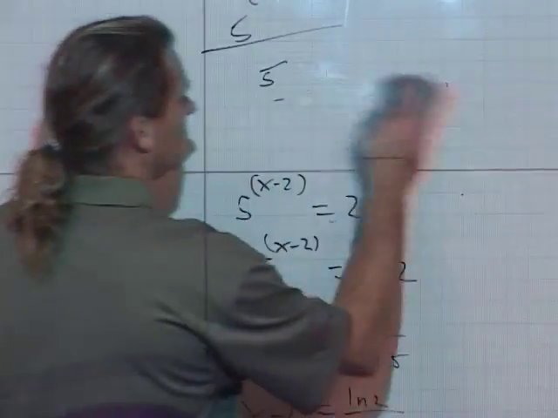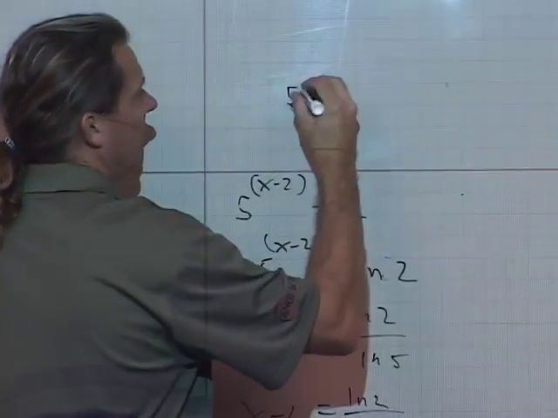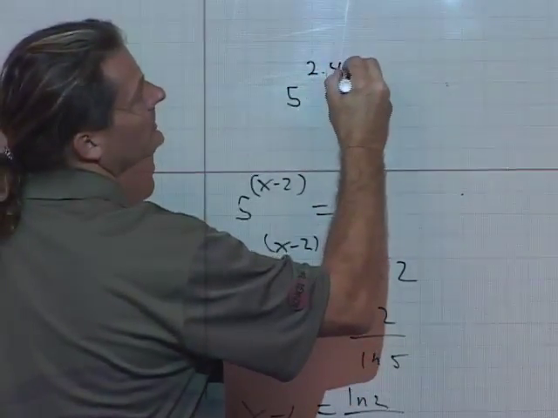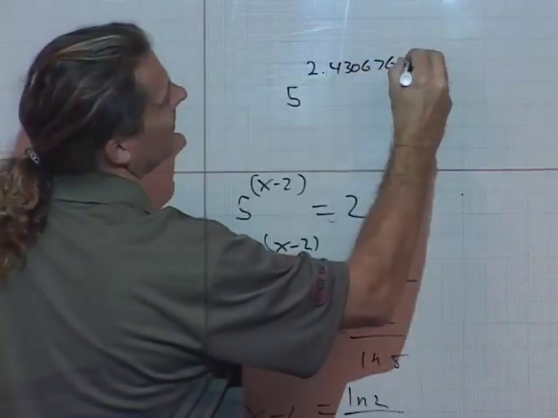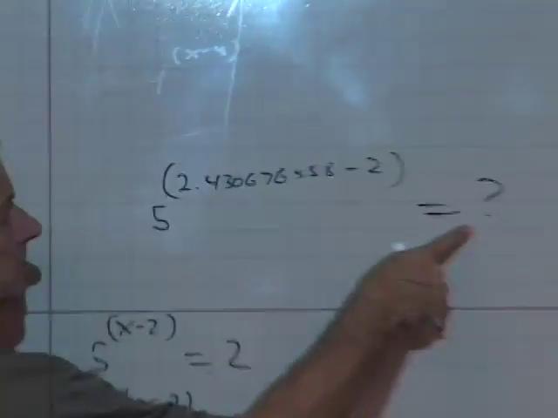We should check to see if this answer works. 5 raised to the 2.430676558 minus 2. What should this equal?